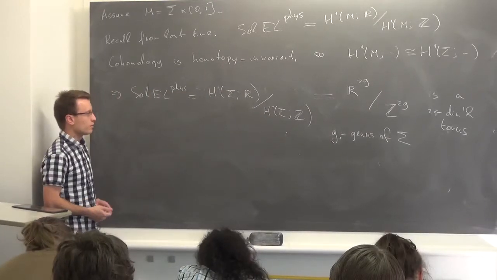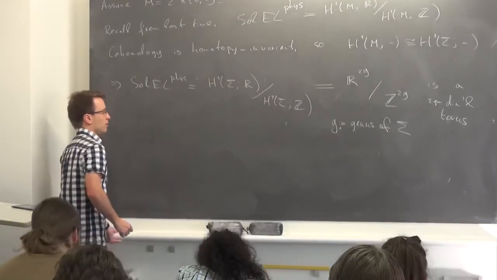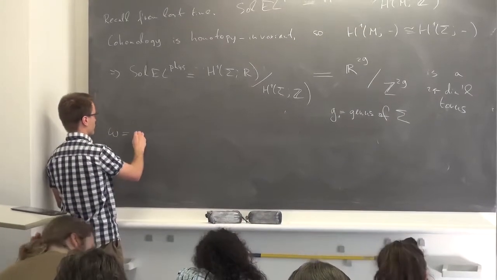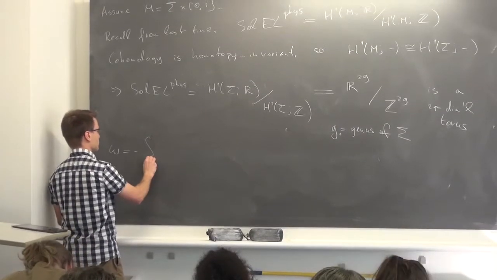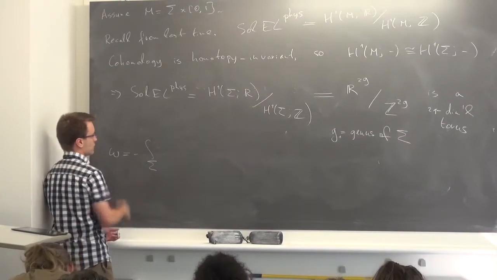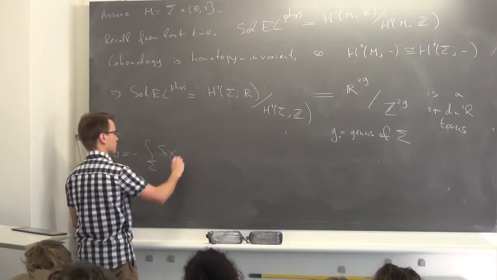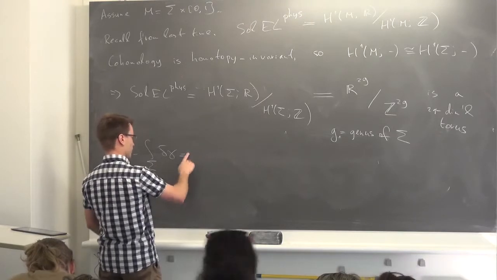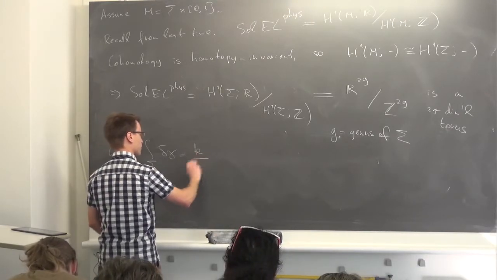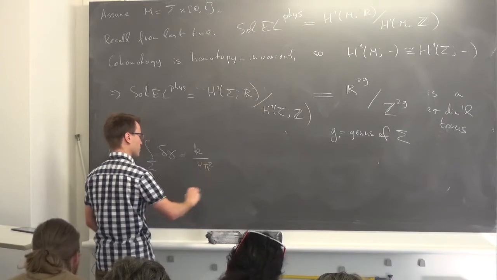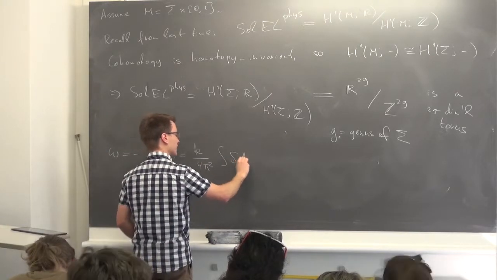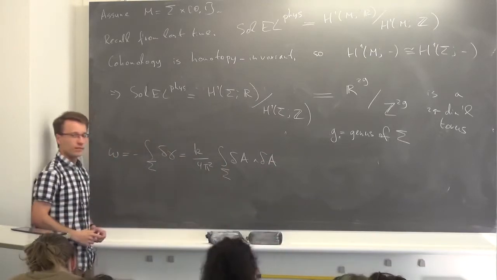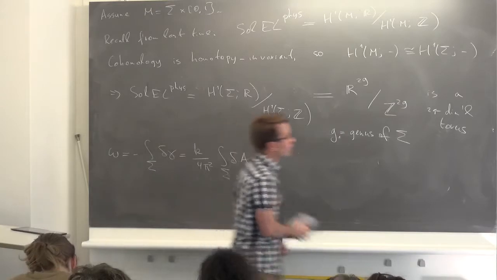Okay, so now let's compute the presymplectic structure. So the presymplectic structure was minus the integral over the boundary, which is sigma, of delta gamma. So if you plug in the formula that I've just erased, you're going to get k over 4 pi squared integral of delta A wedge delta A over sigma.